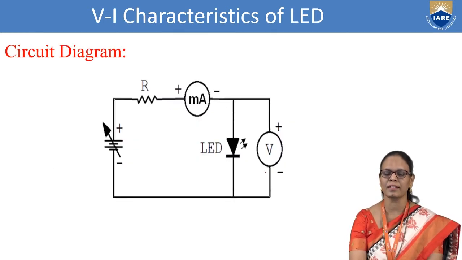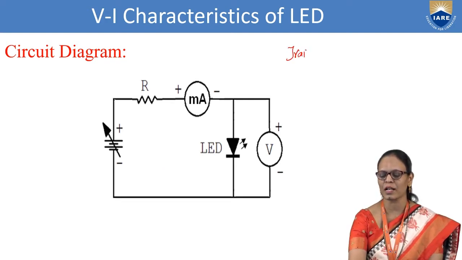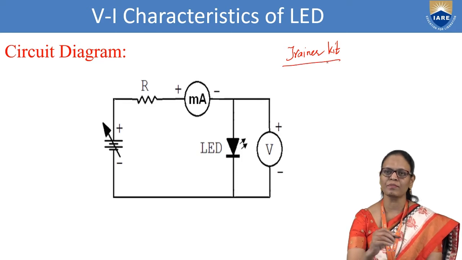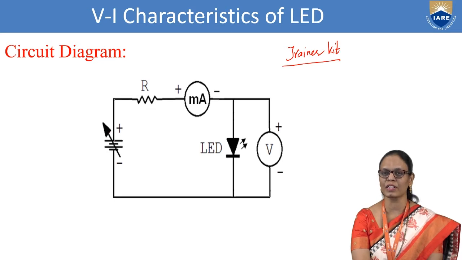Now let us understand the circuit diagram. Here we will be using a trainer kit, a kit which consists of all these components. All these components are inbuilt in the trainer kit. We only have to do the external connections. So how do we do the connections? We have a variable supply which is inbuilt. We have to just give the output to the input of the circuit here. And then we have a potentiometer where we can vary the voltage, and this is the resistance. We also have an option here to vary the resistance.